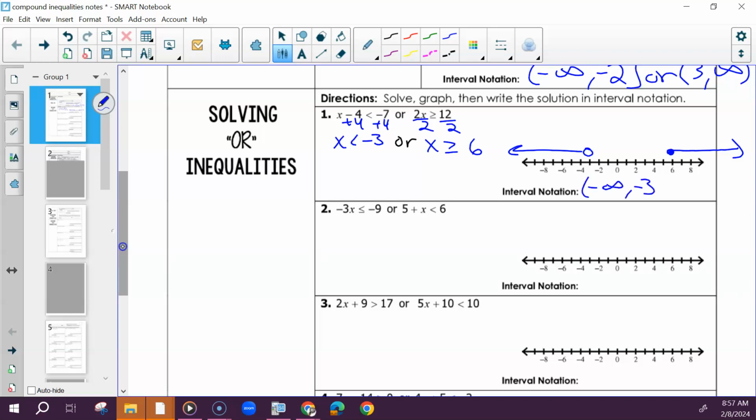Parenthesis or bracket? Parenthesis. Or what's the rest of that? With a bracket to infinity. So if you only have half of that, you're missing half of the answer. Yes? Why does infinity have... Infinities always have parentheses. That depends on their open or closed circles. Other questions there?